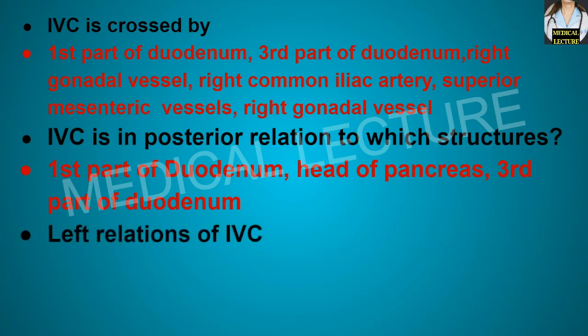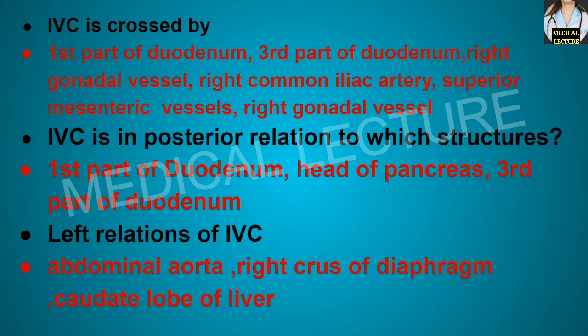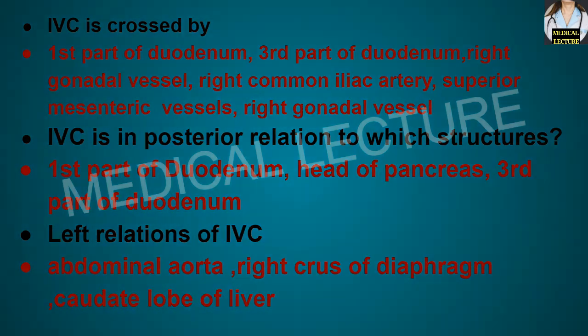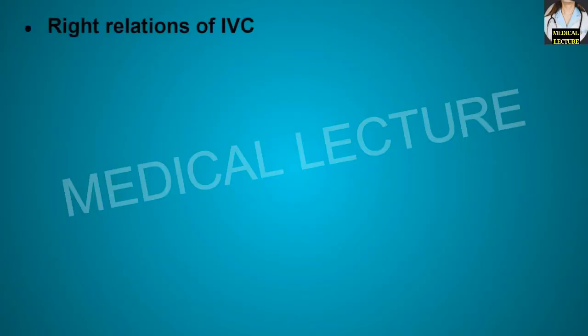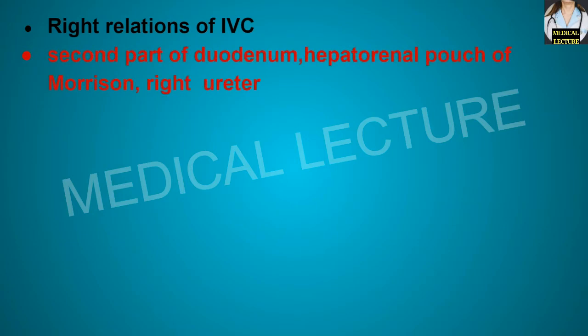Left relations of the inferior vena cava are abdominal aorta, right crus of diaphragm, and the caudate lobe of liver. What are the right relations of the inferior vena cava? So these are second part of duodenum, hepatorenal pouch of Morison, and the right ureter.